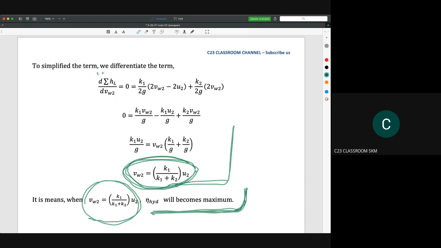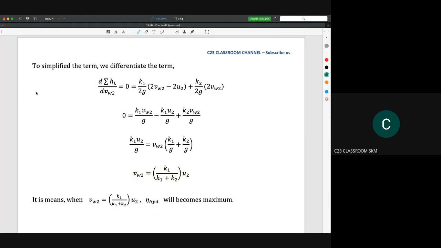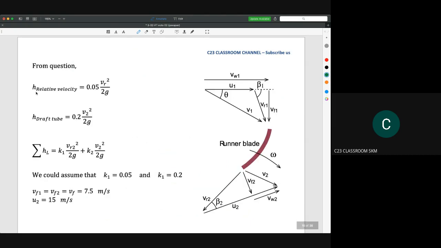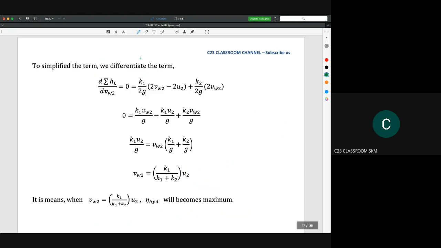Because we differentiate the equation. As I said, if we have a graph like this and we differentiate it, we could get the highest peak, which is the maximum amount. Okay, and then here we have a problem because we have K1 and K2, and we need to determine what K1 and K2 are.